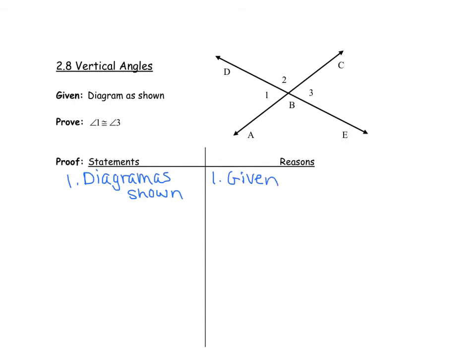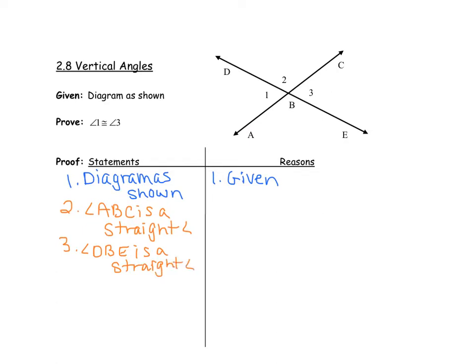And we know that the next thing that we usually say when we're given the diagram as shown is that we have some straight angles. So I'm seeing two straight angles in our diagram. I'm seeing angle ABC and angle DBE. So I'm going to go ahead and state that both of those are straight angles. My reason for both is assumed from diagram.